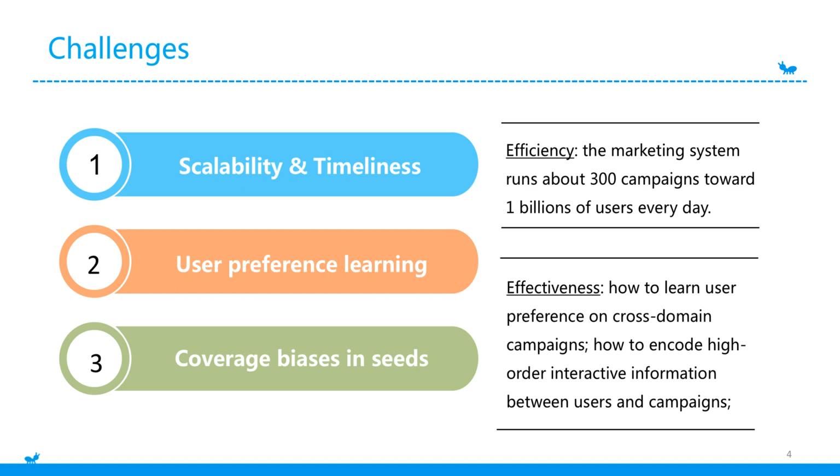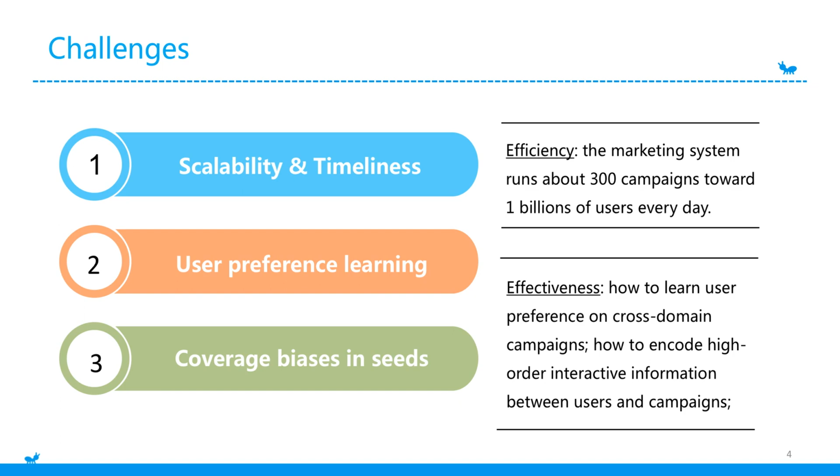Second, one major issue of a two-stage approach is the quality of user representation. Existing approaches neglect 2 crucial issues toward better user representation. The former is the high-order interactive information between users and campaigns. The latter is the entanglement of the user embeddings.